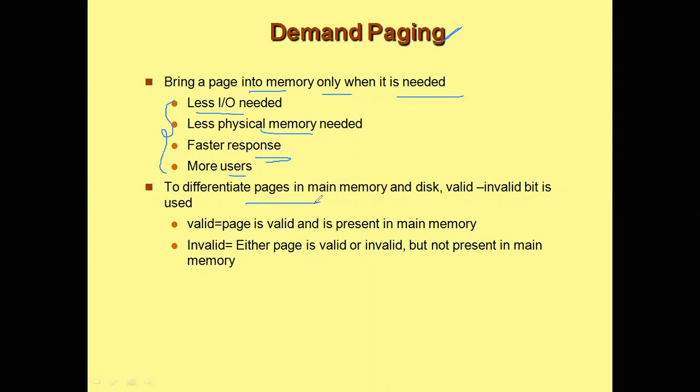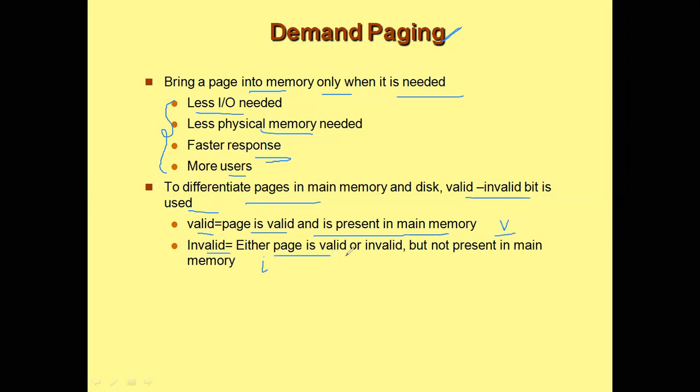Now, to differentiate if a page is present in the main memory or in the disk, you have a bit called the valid invalid bit. Okay, so the valid bit is indicated by V and the invalid bit is indicated by I. If the valid bit is set, which is V, then it means the page is valid. That means this page is actually existing. That is, this page is valid and it is also present in the main memory. Only then you set the valid invalid bit to V.